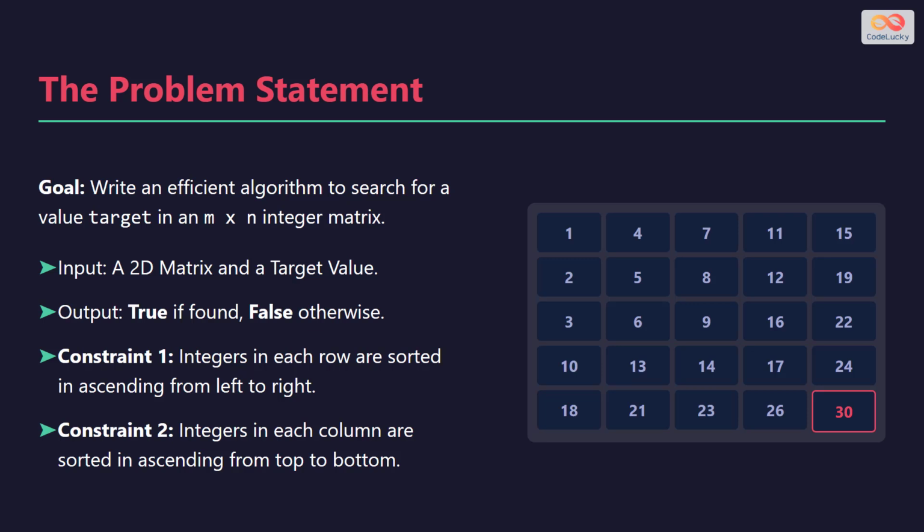Let's define the problem clearly. We are given an m by n matrix and a target integer. Our job is to return true if the target exists in the matrix and false otherwise. The matrix has two key constraints. First, integers in each row are sorted in ascending order from left to right. Second, integers in each column are sorted in ascending order from top to bottom.